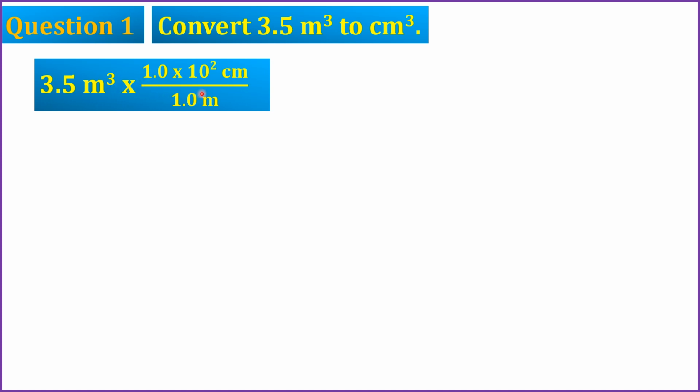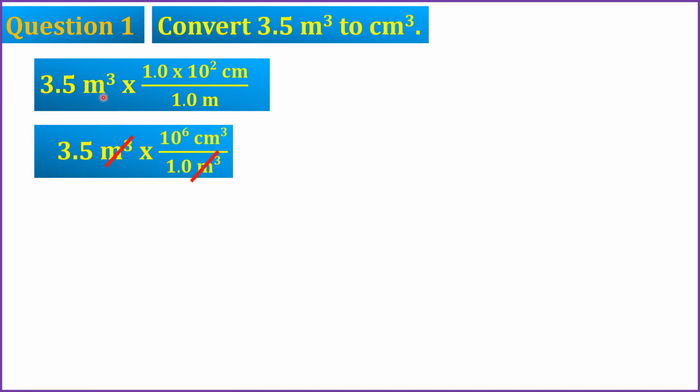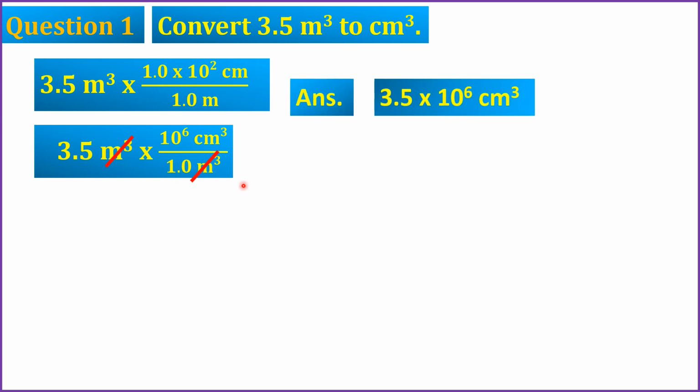Alright, the first conversion factor is: in 1 meter there are 100 centimeters. Since the given unit is meter cube, if you get the cube of 100 centimeters, that becomes 10 to the 6th power centimeter cube, and that is equivalent to 1 meter cube. And as shown, the unit meter cube gets cancelled, so we simply multiply 3.5 times 10 to the 6, then divide it by 1, and we will get 3.5 times 10 to the 6 centimeter cube.